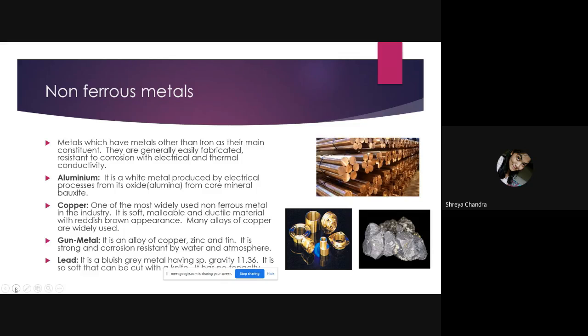Now, copper. Copper is a soft, malleable, and ductile material. For example, copper wires are widely used nowadays. Gunmetal is strong and resistant to corrosion, and previously it was used in making guns as well as weapons. Lead. Lead is a very soft metal and can be cut with a knife. It has no tenacity, that is, it cannot be gripped properly. It is a kind of slippery.